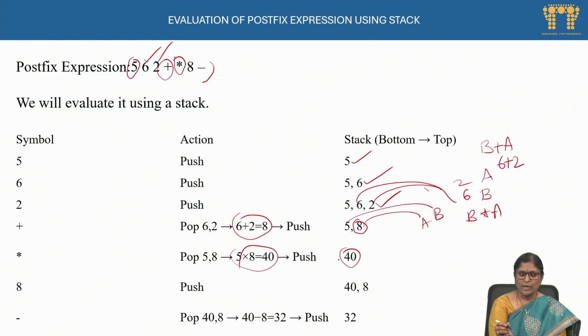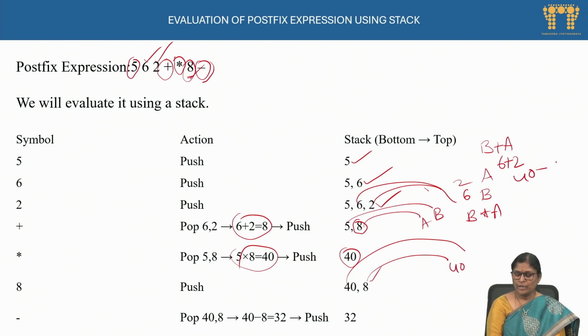Now 40. Now see whether any other symbol is to be scanned. Yes, 8 is next. So if an operand is encountered, push it onto the stack. Next is minus. An operator is encountered, so again you pop from the stack and perform B operator A. B means 40 and then you have 8. So 40 minus 8 is 32.